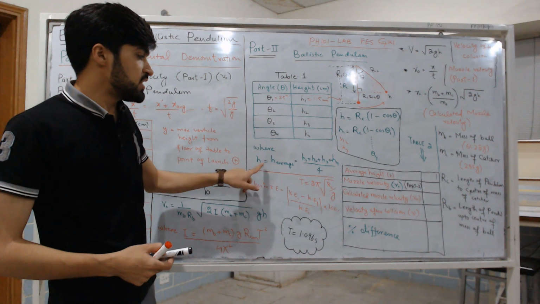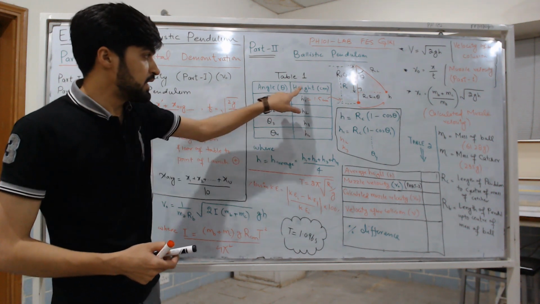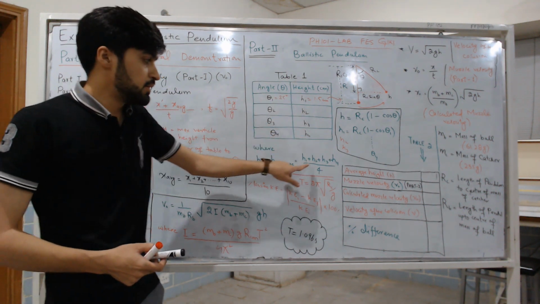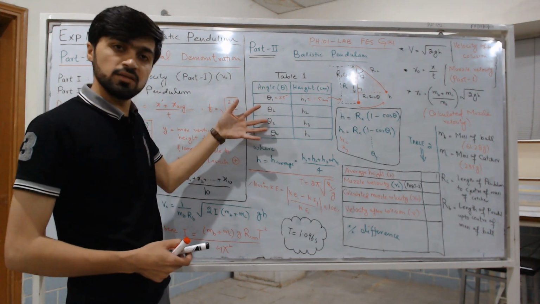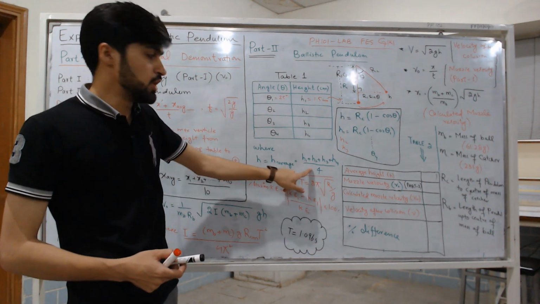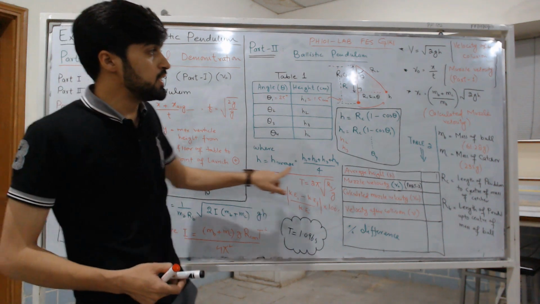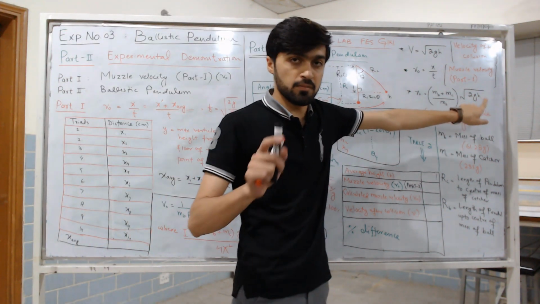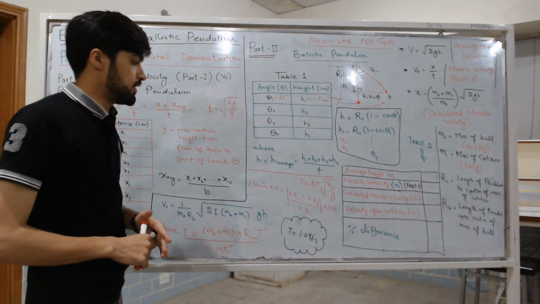Where h is equal to h average. We will take the average of these heights by dividing by the number of trials. So there are 4 trials, we will divide it by 4. We will get a single h. Keep in mind, this h represents the average value.